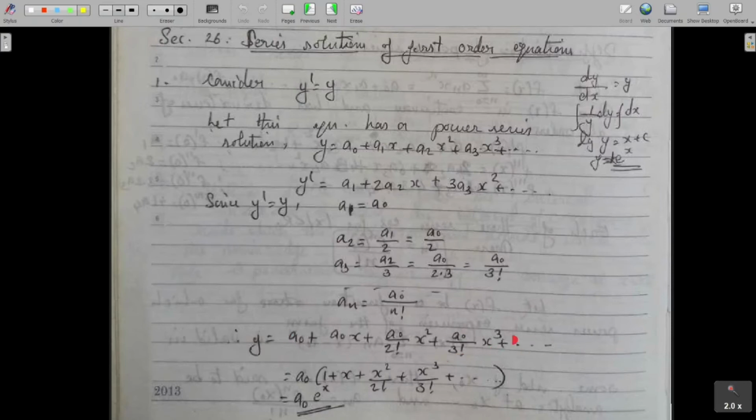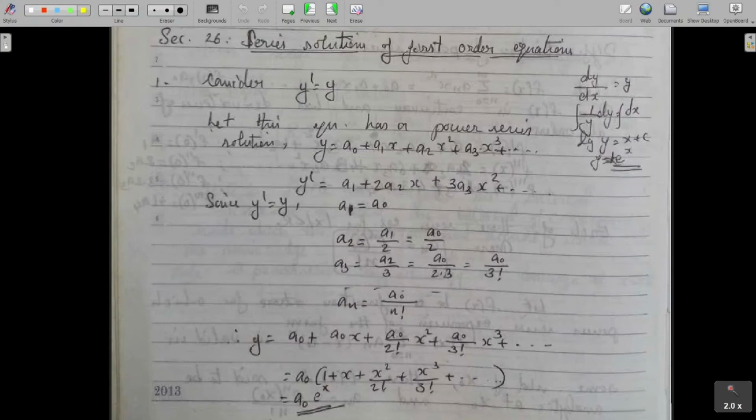And you may take the constant term a0, which is a common factor to all the terms, outside: a0 into 1 plus x plus x square by 2 factorial plus x cube by 3 factorial plus etc. And this is actually e to the power x. This is an expansion of e to the power x. So the answer is y equal to a constant a0 into e to the power x.